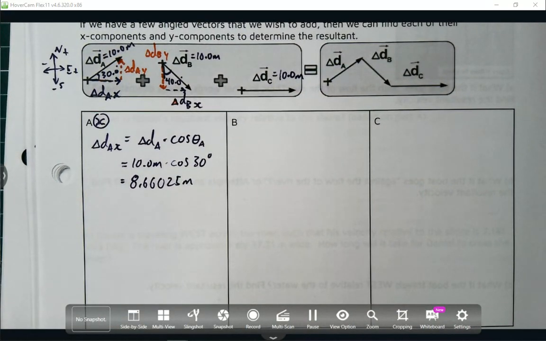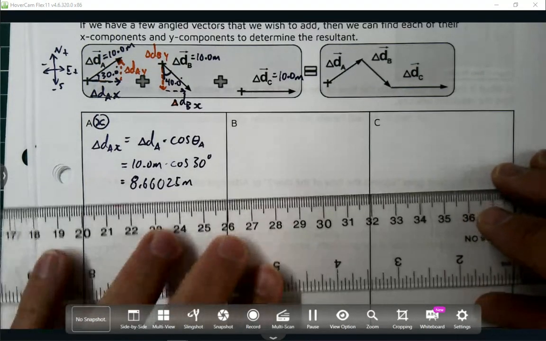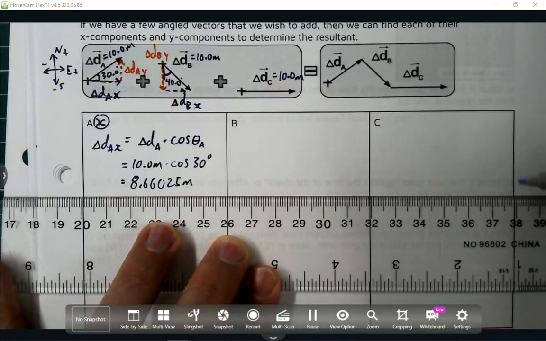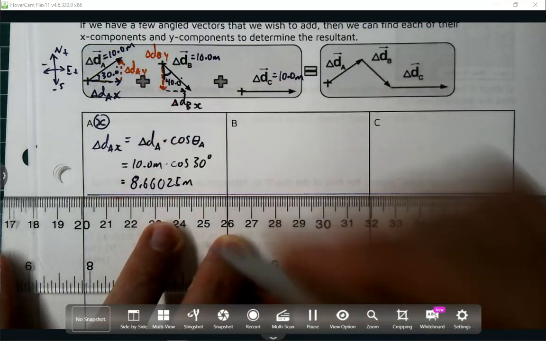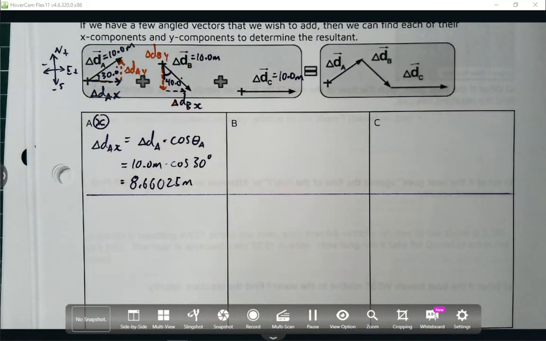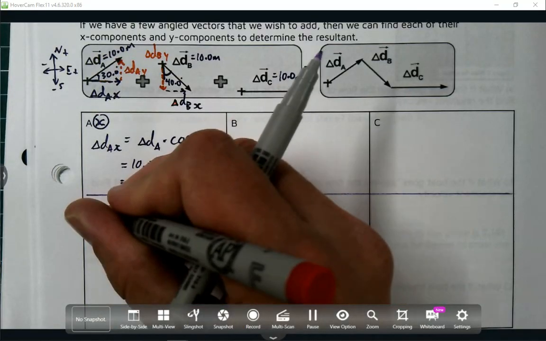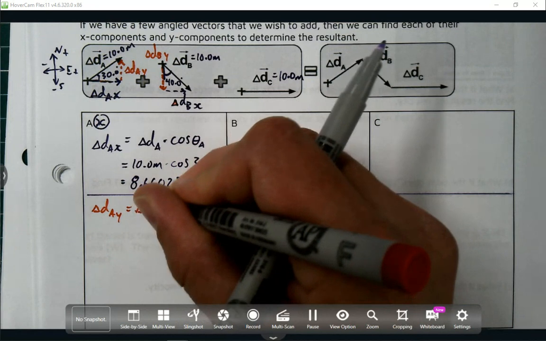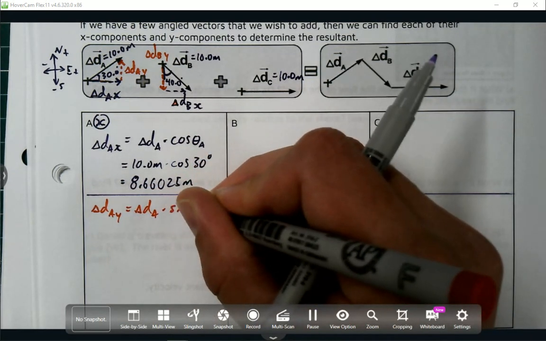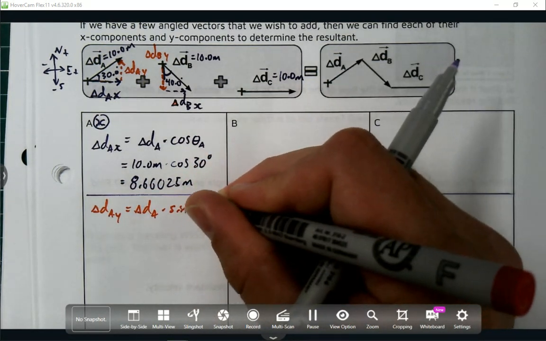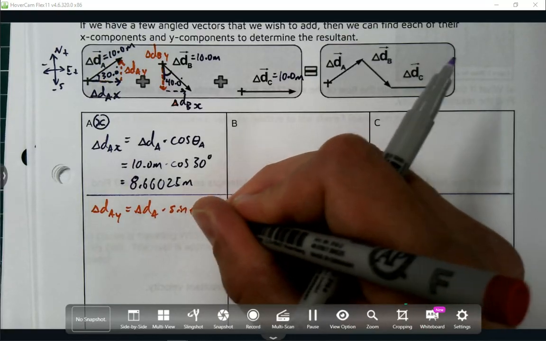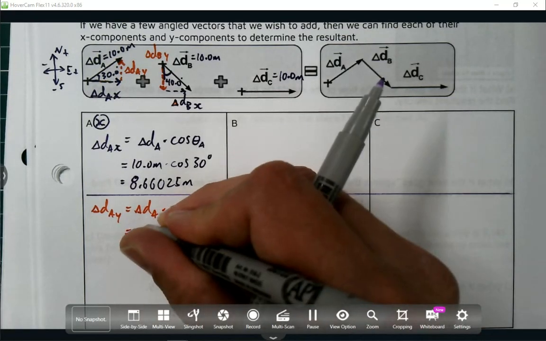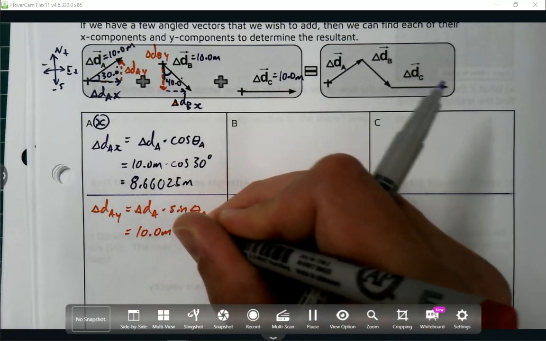All right. I want to switch colors. I'm going to switch to red. And you know what? I think I really am going to embrace this spreadsheet right now. I put myself a horizontal construction line there. And I'm going to say delta dA in the y direction would be delta dA, the hypotenuse, times sine of theta. Again, this is just the sine ratio. Let's say theta A. I sub in my values, 10.0 meters times sine of 30.